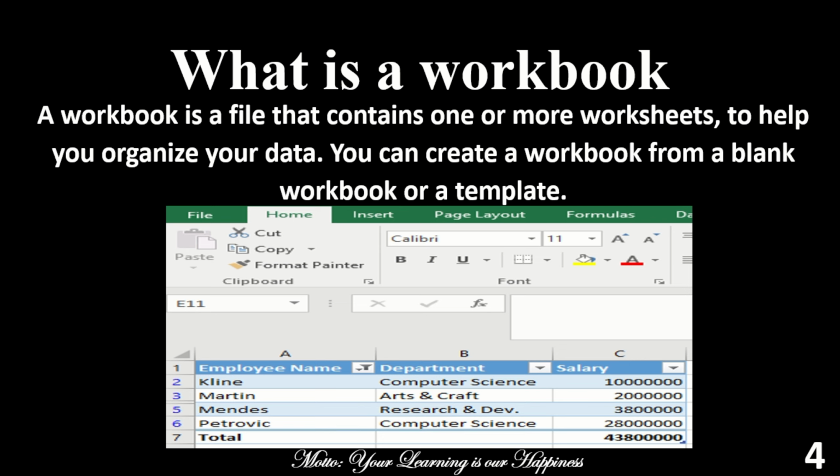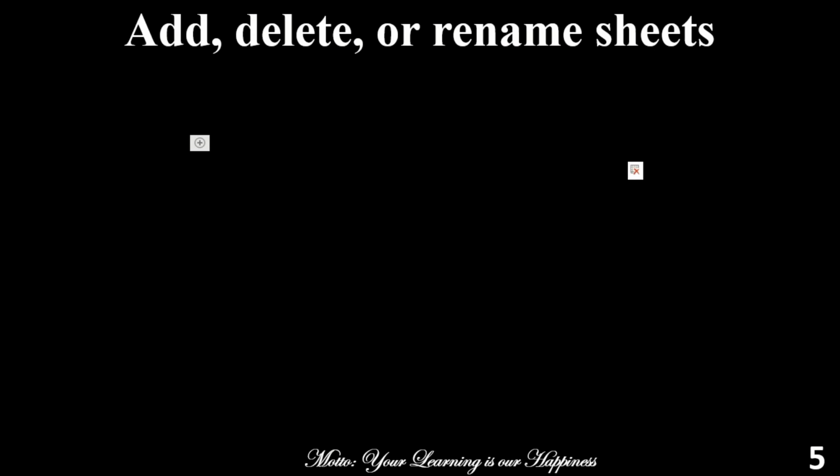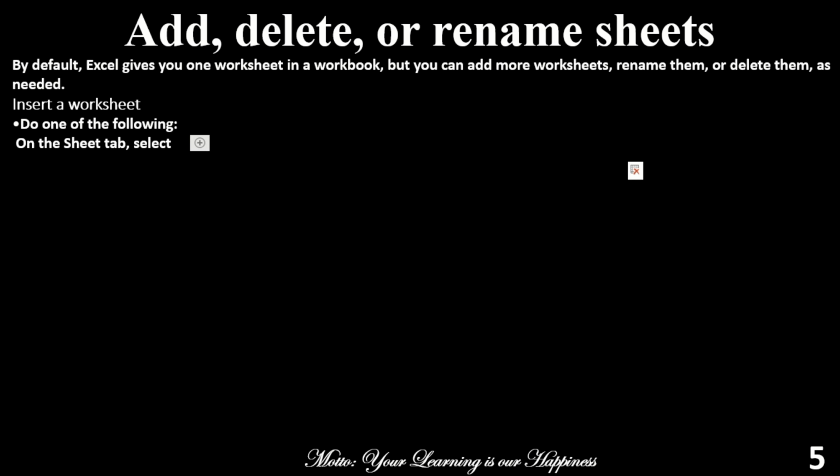We get to the next topic, which is the last topic we're going to discuss for today. How to add, delete, and rename a sheet. In order to add a sheet: by default, Excel gives you one sheet in a workbook, but you can add more sheets, rename them, and delete them as needed. So if you open Excel for the first time, you only see Sheet 1, the first sheet that Excel gave you, but you can add more if you want to.